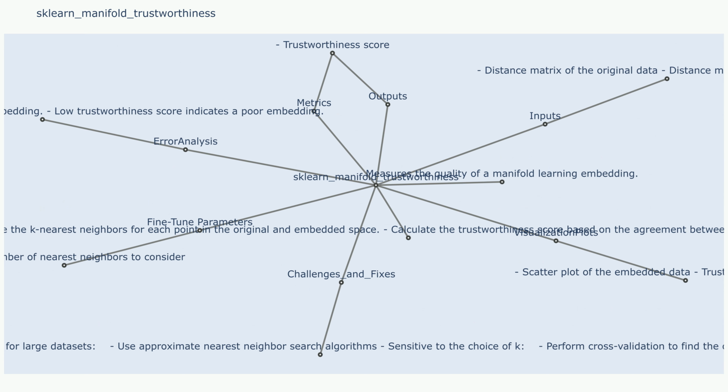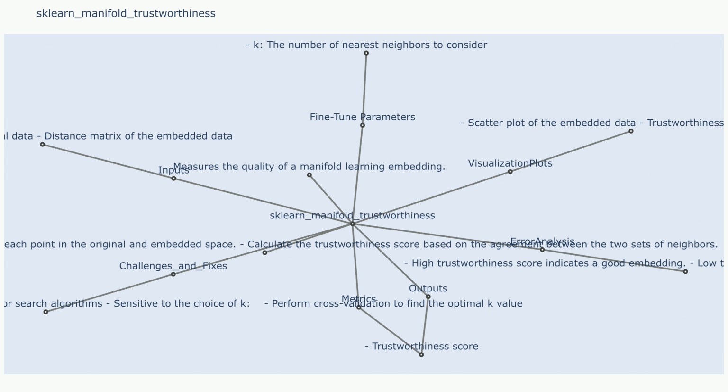Dimensionality reduction techniques: apply techniques like PCA, t-SNE, or UMAP to reduce the dimensionality of the data before calculating trustworthiness. This can mitigate the impact of high dimensionality and improve the accuracy of the score.